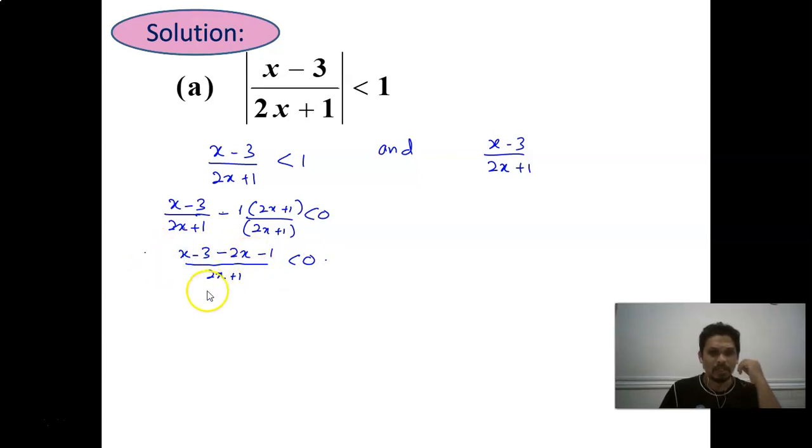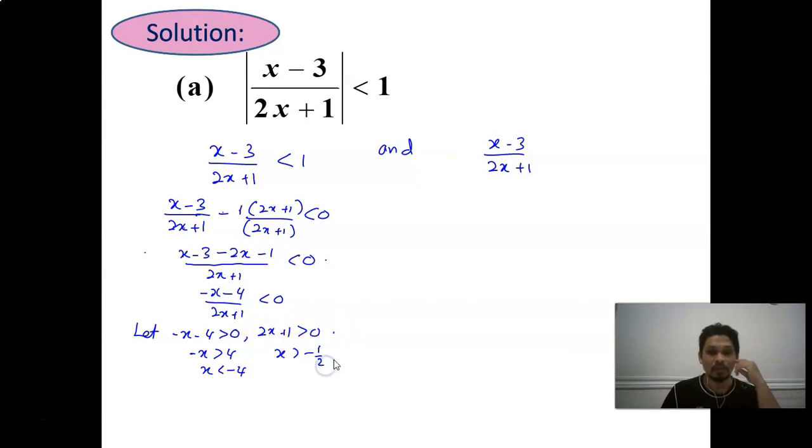x minus 2x, negative x, negative 3 minus 1, negative 4, over 2x plus 1, less than 0. So the sign here is less than. For both of these linear factors, we just assume that negative x minus 4 greater than 0, and 2x plus 1 greater than 0. So then negative x greater than 4, and x less than negative 4. And here, x greater than negative 1 over 2.